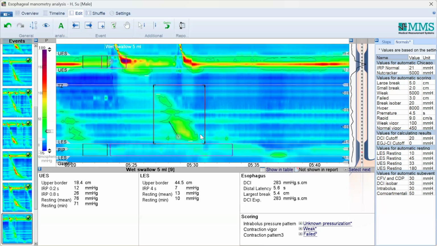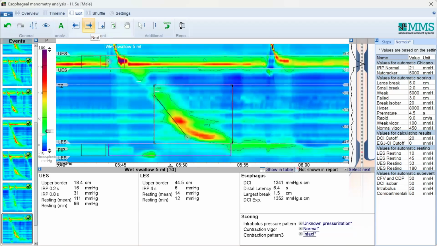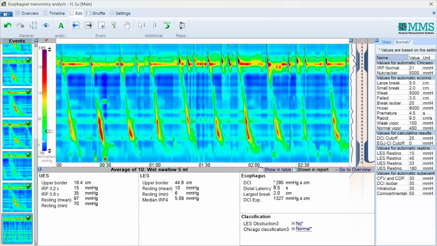But for sure, our judgment will be based on the averaging of the 10 swallows. It's not based on one swallow, so we have to continue to see all the swallows. This is the 10, and this is the average. This is the average of 20 swallows. You can see it is a normal one. The IRP is normal, and the DCI is normal. The latency is normal. So this is a typical normal case.